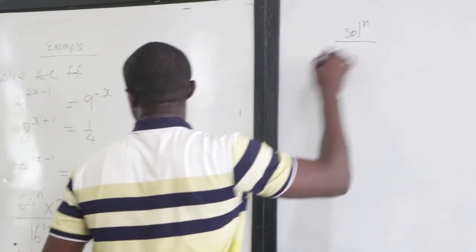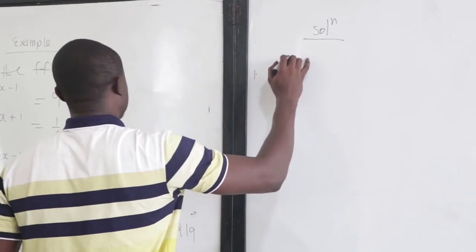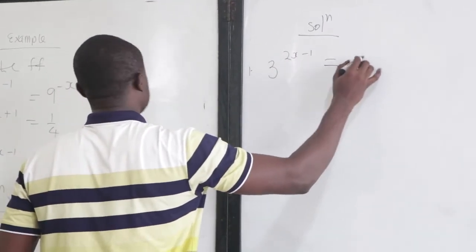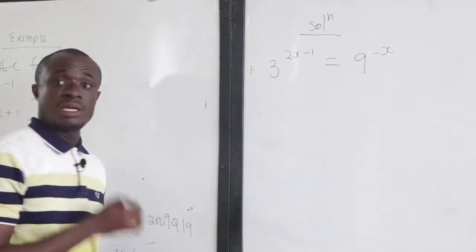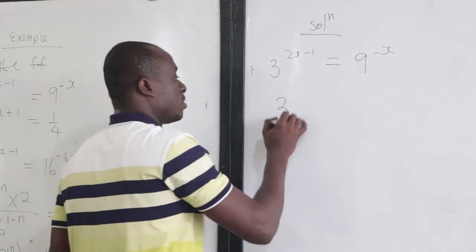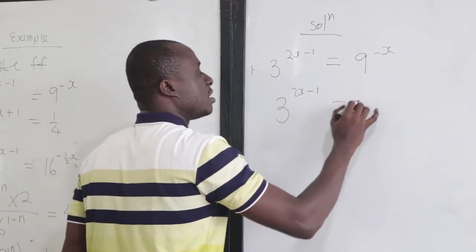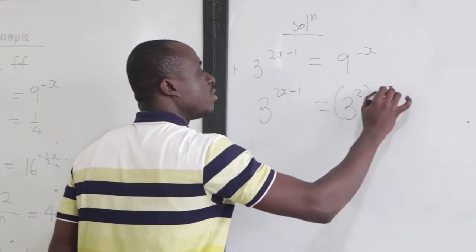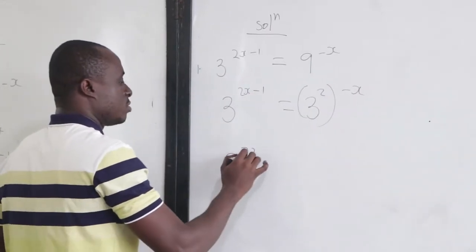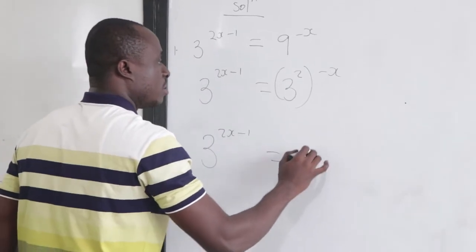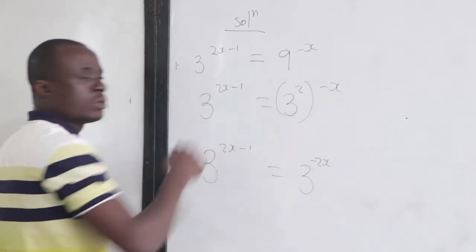Now let's see the first one. We have 3 to the power 2x minus 1 equal to 9 to the power x. Here clearly we can make the bases the same. So 3 to the power 2x minus 1. This is 3 to the power 2. What do you have? Negative x. 3 to the power 2x minus 1 equal to 3 to the power negative 2x.